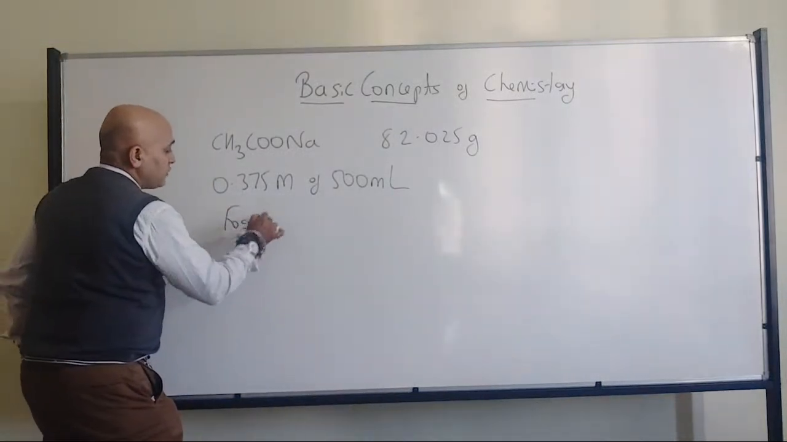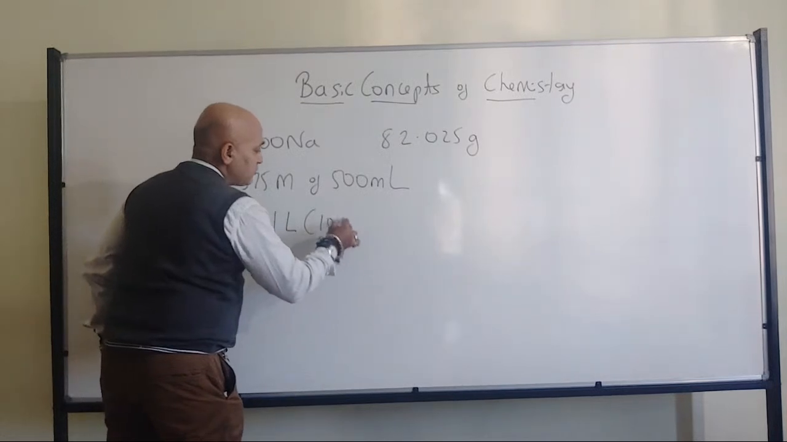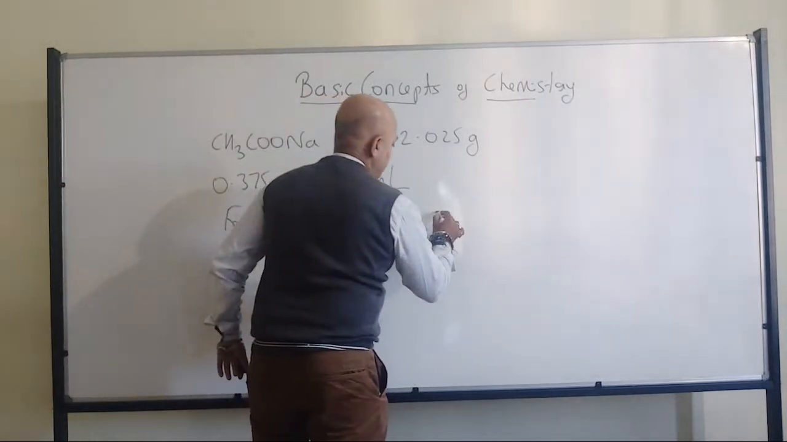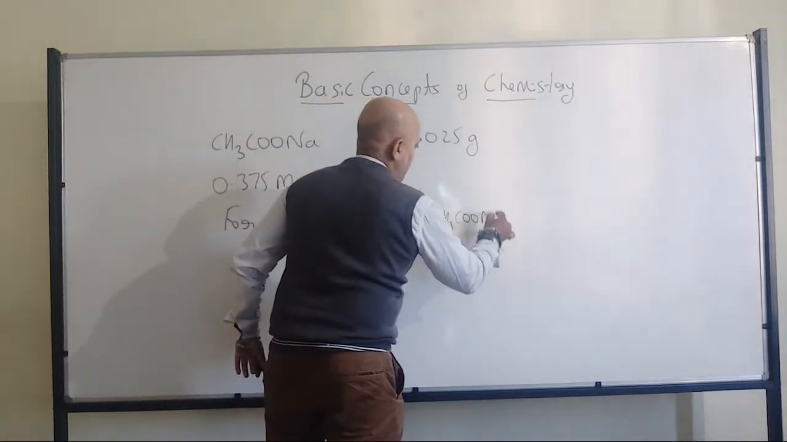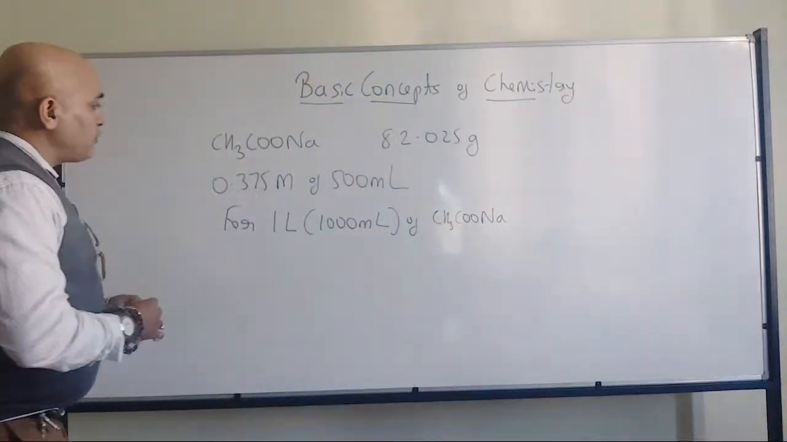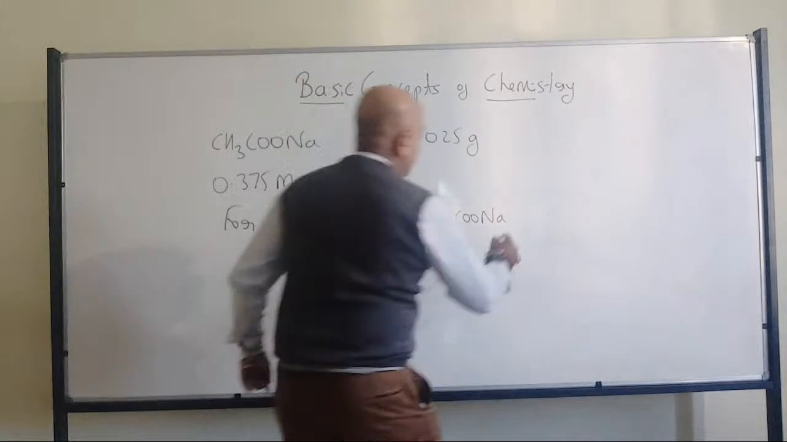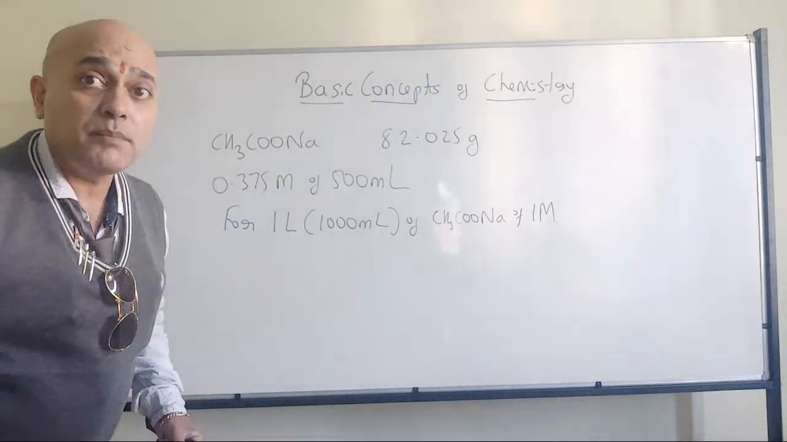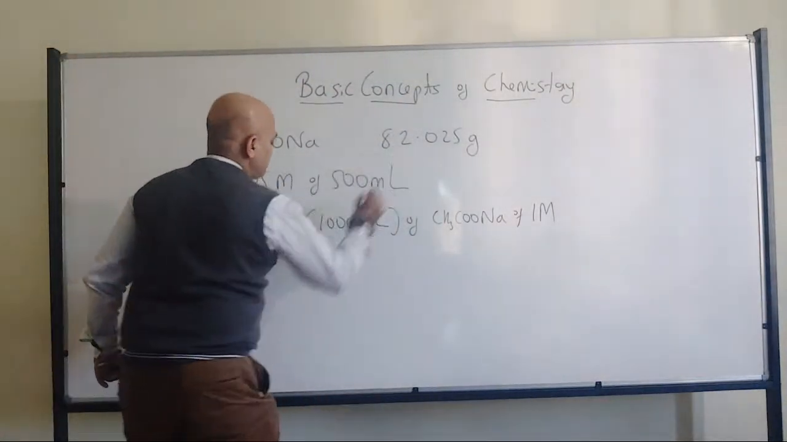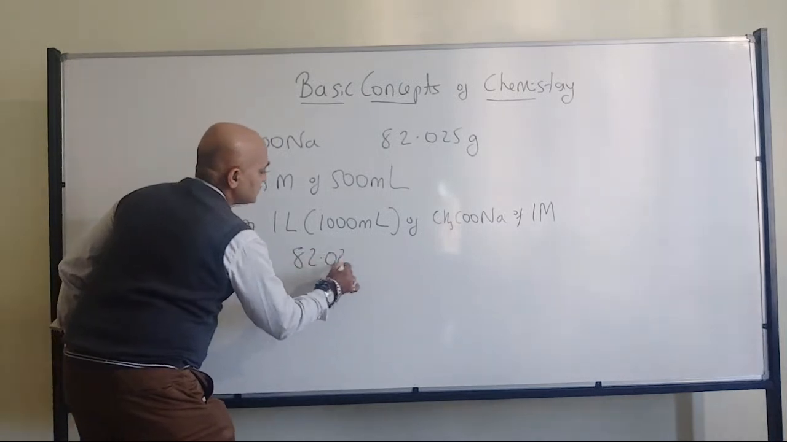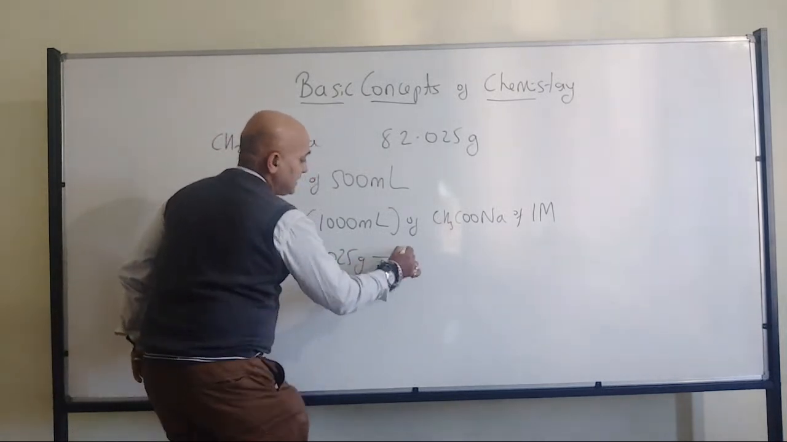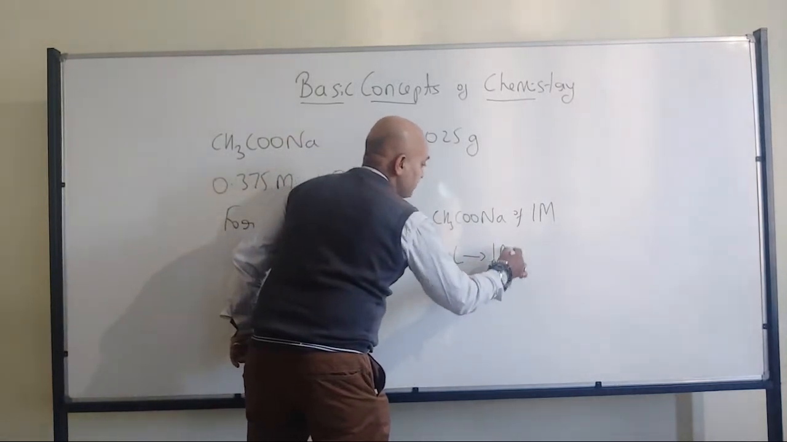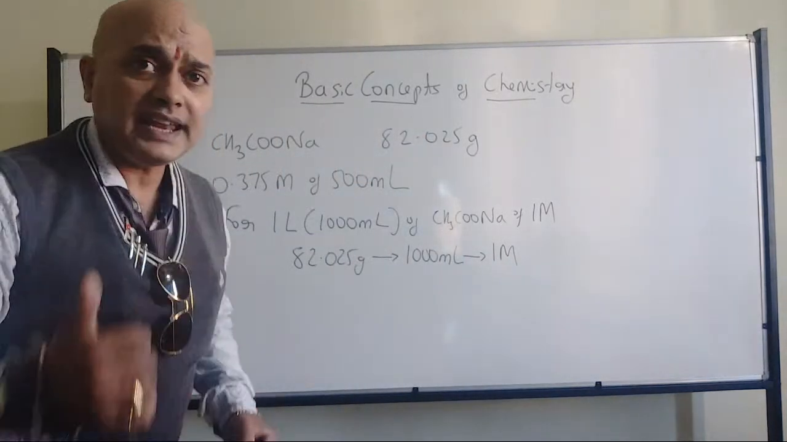For 1 liter, that means 1000 ml of sodium acetate, if I want to prepare, observe it carefully, 1 liter of sodium acetate of 1 molar, what is the mass I require? What I will do is put 82.025 grams in 1000 ml, that is nothing but 1 liter. That will give the 1 molar. All of you will agree?